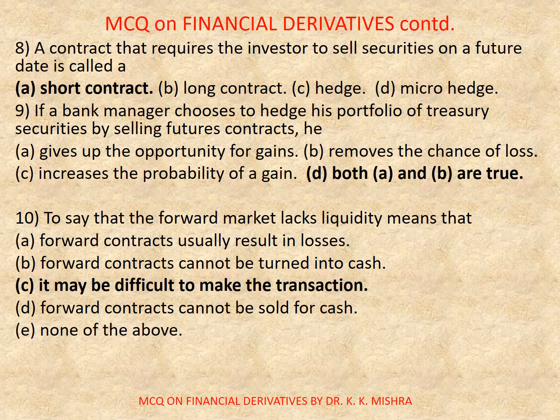Now question number 10. To say that the forward market lacks liquidity means that, options are A. Forward contracts usually result in losses, B. Forward contracts cannot be turned into cash, C. It may be difficult to make the transaction, D. Forward contracts cannot be sold for cash, E. None of the above. Correct option is C. It may be difficult to make the transaction.